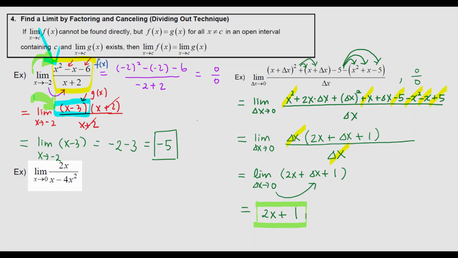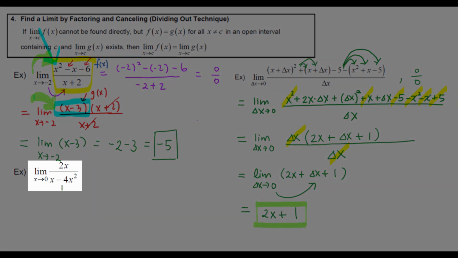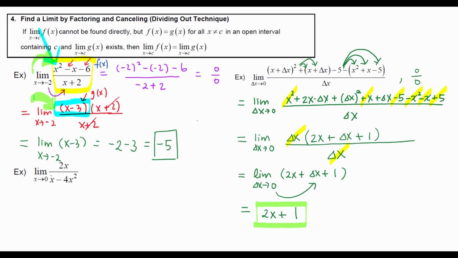Third one, limit of 2x over quantity x minus 4x squared as x approaches 0 is equal to, again, if you do direct substitution, plugging 0 for x, I get 0 minus 0, which gives me 0. So I cannot just plug it in.